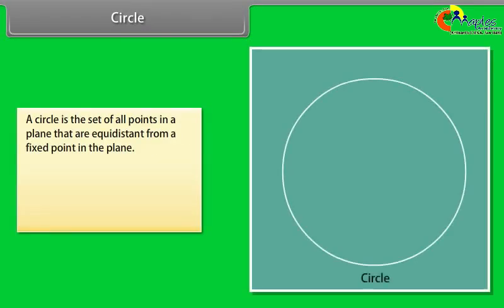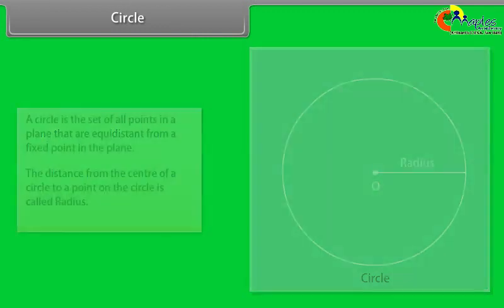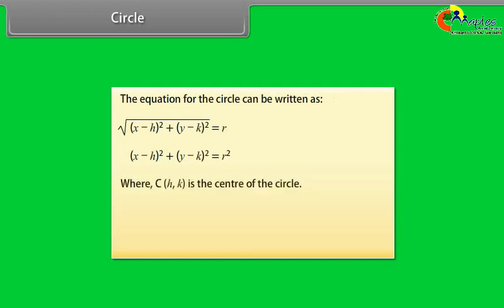Circle. A circle is the set of all points in a plane that are equidistant from a fixed point in the plane. The distance from the center of a circle to a point on the circle is called the radius. The equation for the circle can be written as (x minus h) whole square plus (y minus k) whole square equals r square, where (h, k) is the center of the circle, r is the radius of the circle, and (x, y) is a point on the circle.